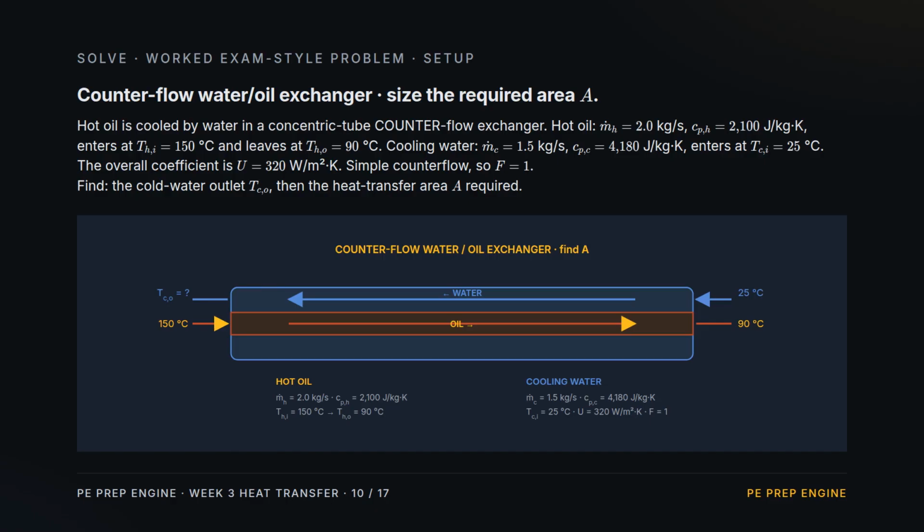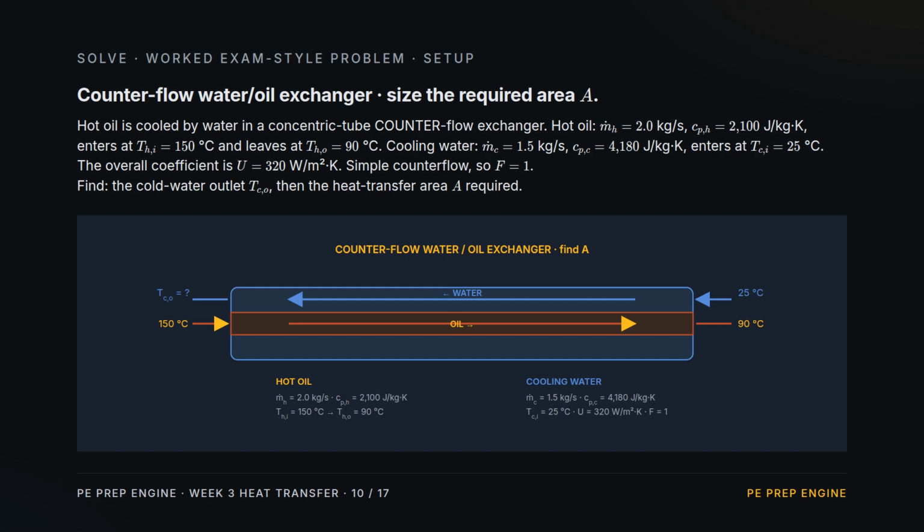Worked problem. Hot oil is cooled by water in a concentric tube counterflow exchanger. The oil flows at 2 kilograms per second, specific heat 2100, entering at 150 Celsius and leaving at 90. The cooling water flows at 1.5, specific heat 4180, entering at 25. The overall coefficient is 320, and F is 1 for simple counterflow. Find the cold water outlet, then the area required.